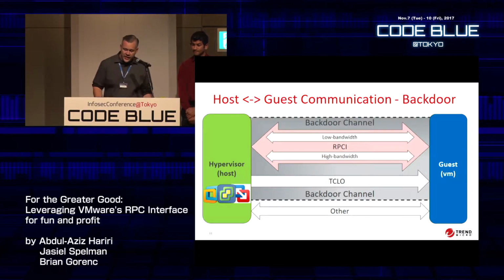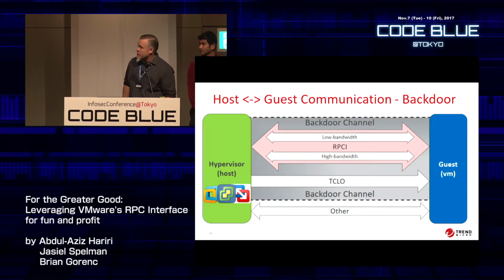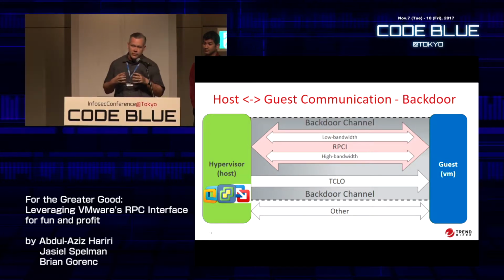If we look at the host-to-guest communication, we're specifically looking at a channel that VMware labels the backdoor. Now, why does VMware call it the backdoor? I don't know. It sounds like a terrible name for an interface, because when you have backdoors in software, it usually means that there's something malicious going on, but this is what they called that interface, the backdoor channel. If we look at the back and forth communication there, there's really two protocols. There's a lot of commands that go back and forth over the backdoor channel, but the two protocols that we're going to look at are RPCI and TCLO.